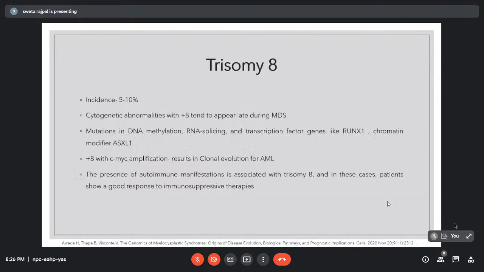The other entity is trisomy 8, which can also be seen in other myeloid diseases and also in aplastic anemia. In MDS, it generally happens in the late phases, and it involves multiple genes including DNA methylation, RNA splicing, and transcription factors. If you have trisomy 8 along with c-MYC amplification, that can lead to clonal evolution to AML. One interesting point about trisomy 8 patients is that they can present with autoimmune manifestations, and these patients have a good response to immunosuppressive therapies.